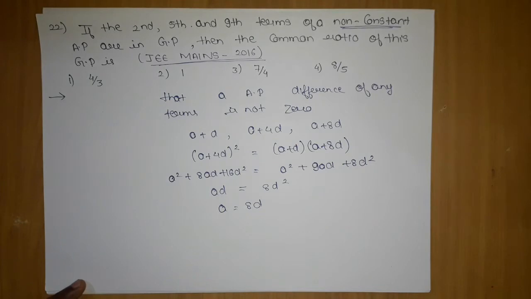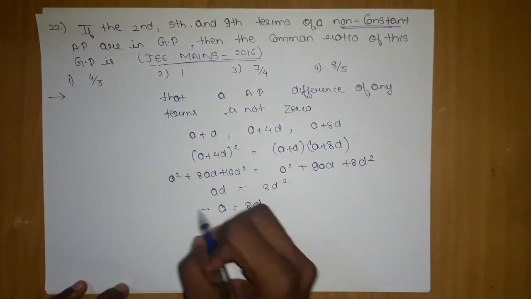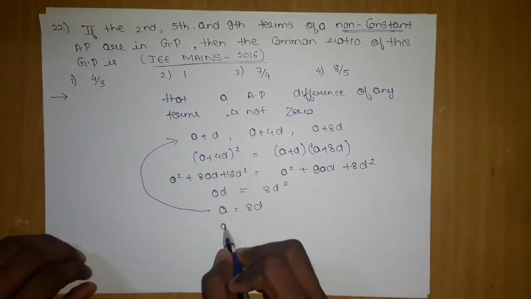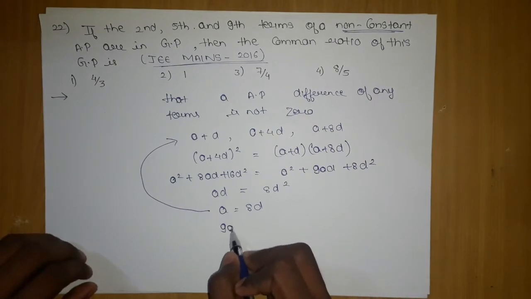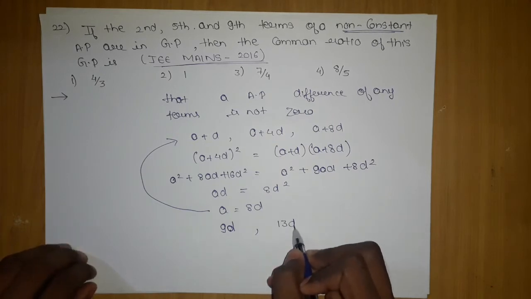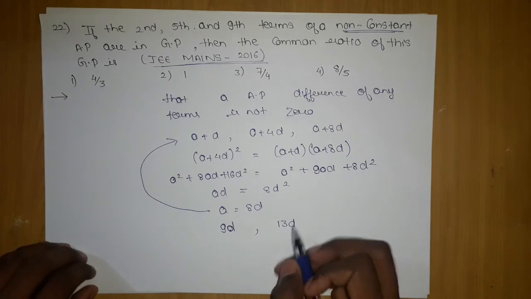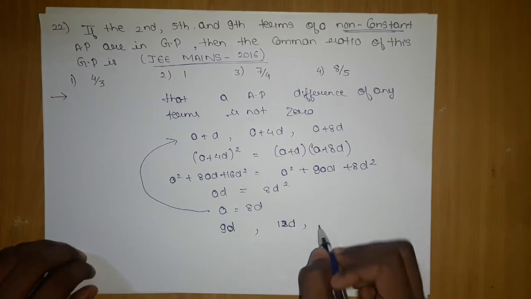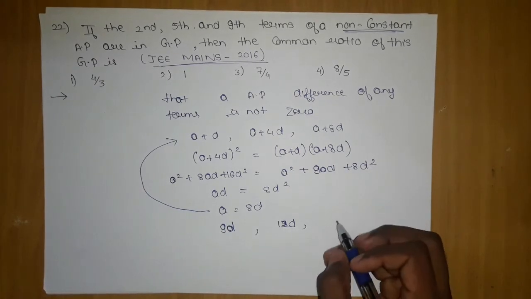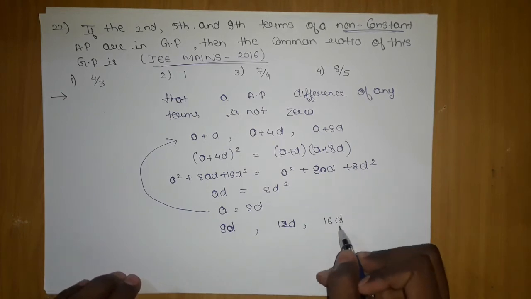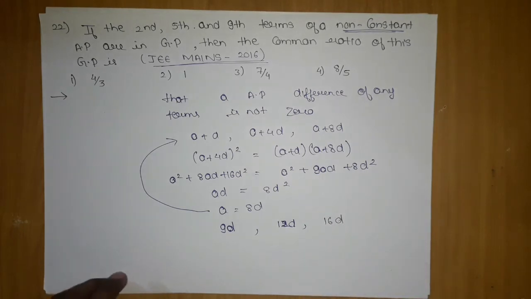Now I know A equals 8D, so I will substitute this here. So it will give me my terms. My first term will be 9D. This will be 12D, and my last term, which is this, will be 16D. Okay, so we got all the three terms.